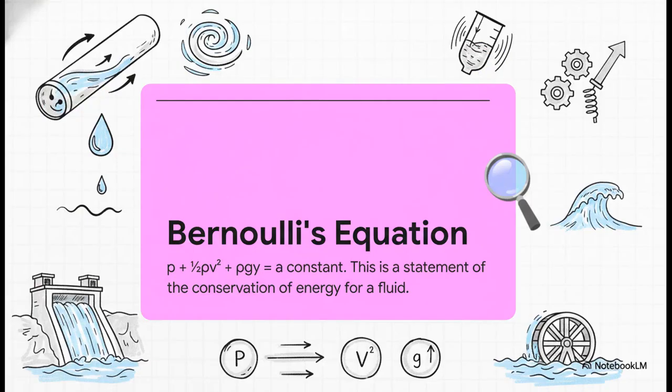And this is the full equation. I know it looks a little scary, but it's really not. What you're looking at is just the law of conservation of energy, but rewritten for fluids. Let's break it down. That first term, P, that's the pressure energy. The second term, 1/2 rho V squared, that's its kinetic energy, the energy of its motion. And the last term, rho g y, that's its potential energy from its height. All Bernoulli's equation says is that if you add up these three kinds of energy at any point along the fluid's path, the total is always the same.